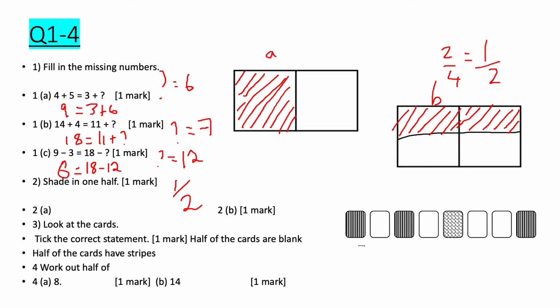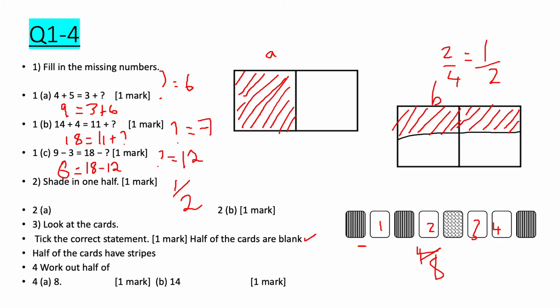Question number 3, guys. Look at the cards. Take the correct statement. Half of the cards are blank. Well, I've got 1, 2, 3, 4, 5, 6, 7, 8. So I've got 8 in total. The ones that are blank are 1, 2, 3, 4. So 4 out of 8, which is the same as 1/2. So the first statement is correct.